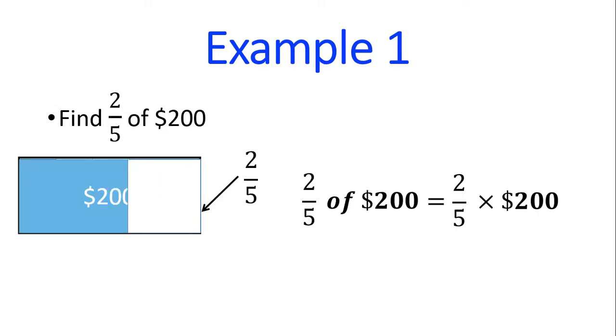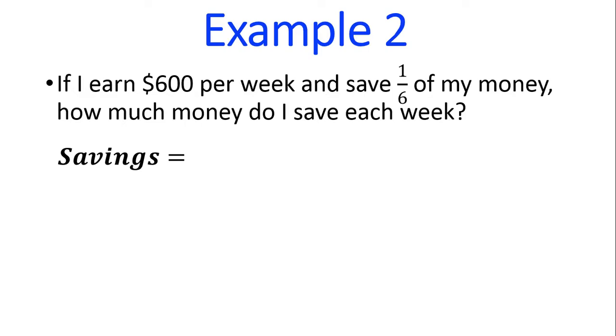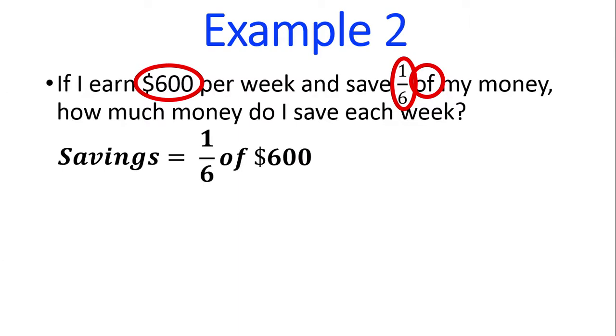Let me jump forward. Now if I look at example 2: if I earn $600 per week and I want to save 1/6 of my money, how much money do I save each week? We need a label. These are my labels: savings equals. The important words: I've got $600, I've got my number, 1 over 6, and it's 1 over 6 of my money. That word "of" tells us we're doing fraction of. So that's what I'm going to write: savings equals 1/6 of $600.